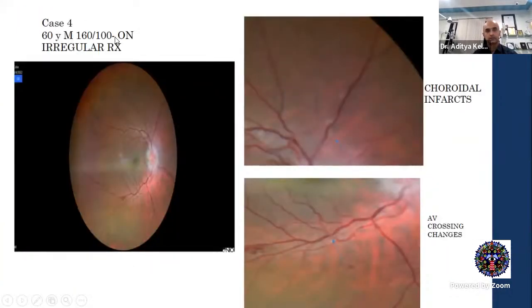Coming to another interesting patient, a 60-year-old male with a blood pressure of 160 over 100, on irregular treatment. He presented to us today with blurred disc margins, and you could also see these choroidal infarcts here, these whitish areas, indicating the acute nature of the elevated blood pressure probably. But at the same time, he also has these AV crossing changes. So this is more like acute changes over a chronic pre-existing condition, and it is probably clinically evident because of his irregular treatment of his hypertension.